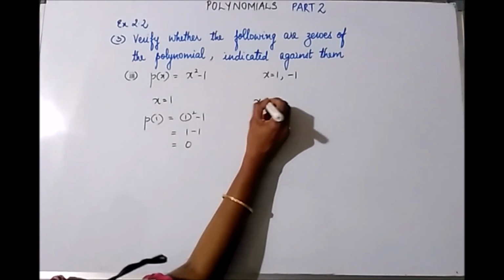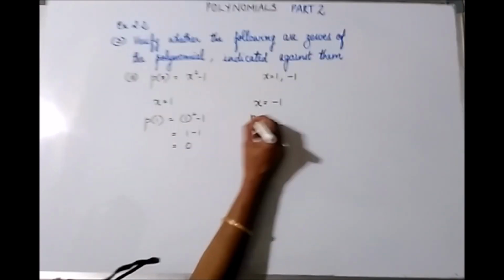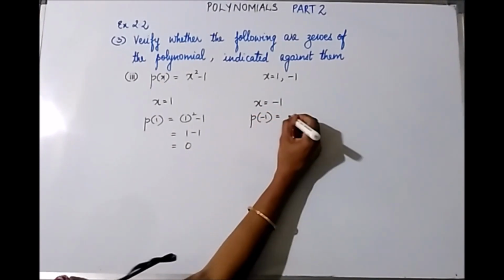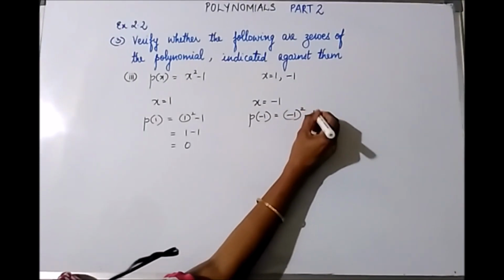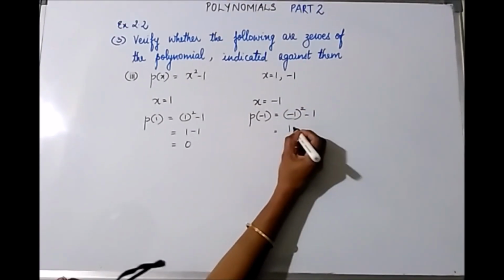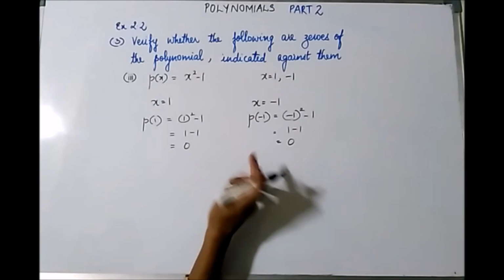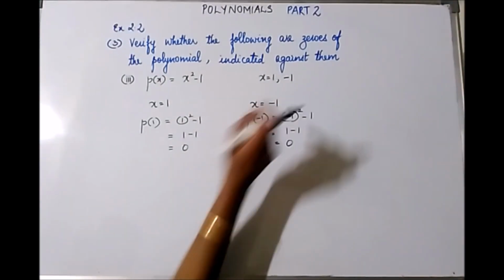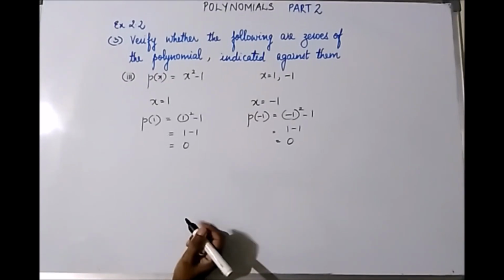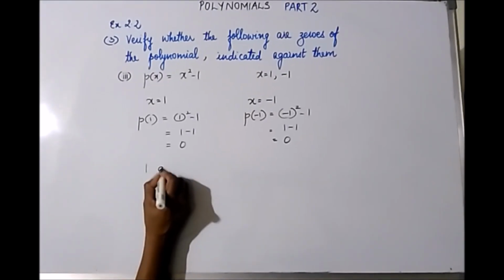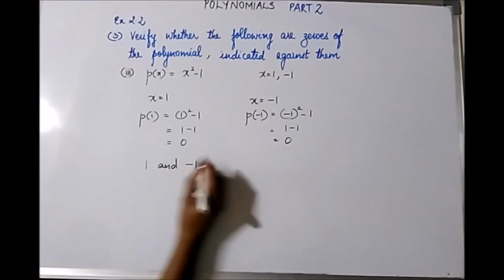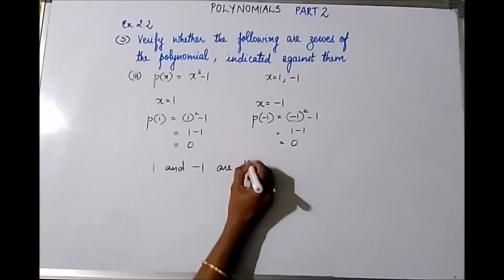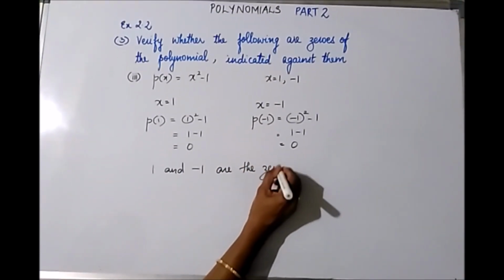Next they have given x equal to minus 1. Here we get minus 1 the whole square minus 1. Minus 1 the whole square is 1. 1 minus 1 equal to 0. Once again we find the value of the polynomial is 0. Therefore minus 1 is also the 0 of the polynomial. 1 and minus 1 both are the zeros of the given polynomial.